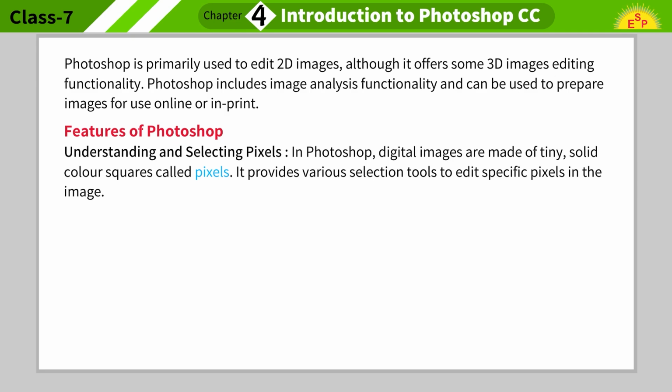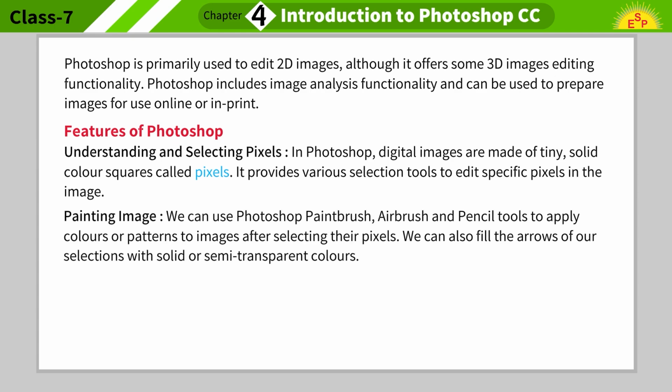In Photoshop, digital images are made of tiny, solid color squares called pixels. It provides various selection tools to edit specific pixels in the image. Painting image. We can use Photoshop paintbrush, airbrush, and pencil tools to apply colors or patterns to images after selecting their pixels. We can also fill the areas of our selections with solid or semi-transparent colors.